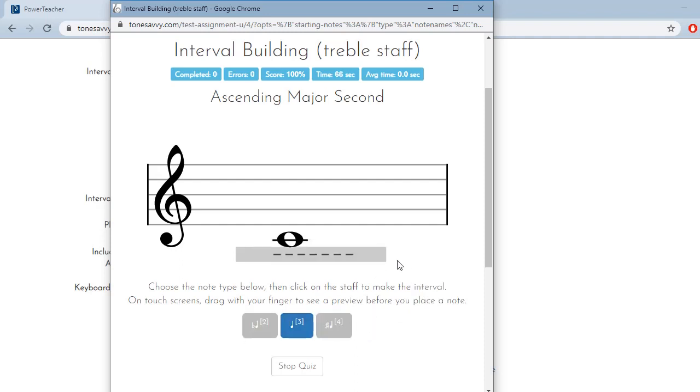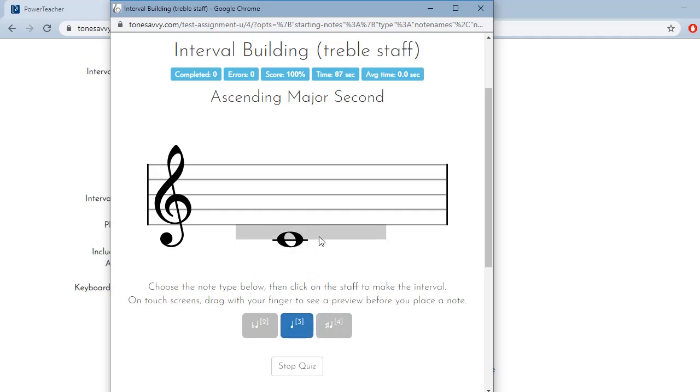So anyway, we have a C. We need a major second or a whole step above C, which we know is the note D. It's the next note in the scale. It is a second up because if you start counting at C, we have C is 1 and D is 2. And it's a major second because we would be skipping a D flat in the middle. So we need to make this a D natural.